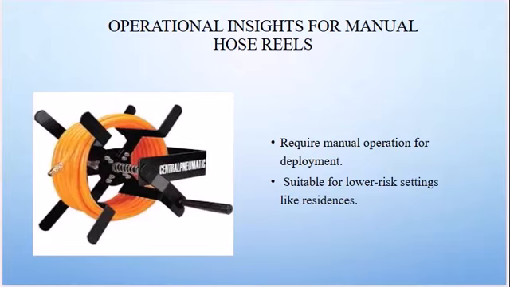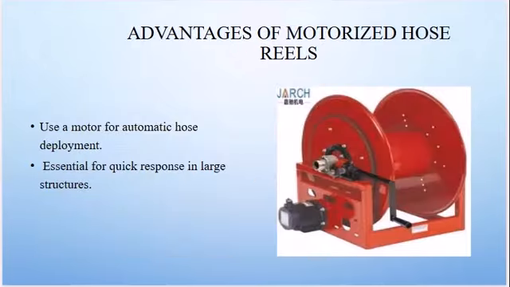Manual hose reels require manual operation for deployment, suitable for lower risk settings like residences. Understanding their operation is essential for effective fire response. Regular assessments ensure that manual reels are functioning properly. Training staff on manual reel operation enhances emergency preparedness. Effective use of manual reels supports overall fire safety. Advantages of motorized hose reels.